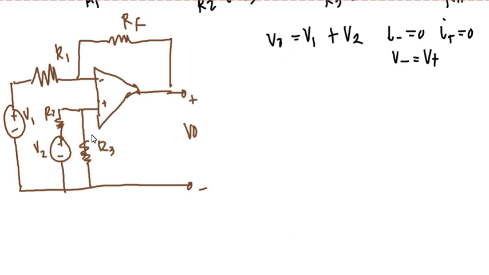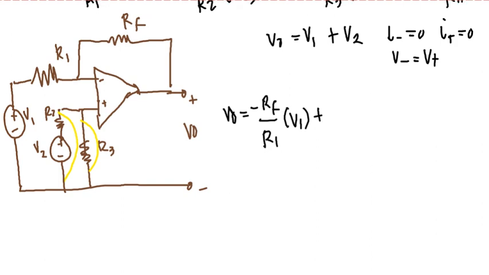If we perform superposition, for example for V1 first, your VO is the contribution of V1. That means V2 will be shorted. Since R3 is in parallel with it, it has no value, so this will be 0. Looking at the appearance of our circuit, it is an inverting amplifier. So our value will be negative RF over R1 multiplied by V1, plus.